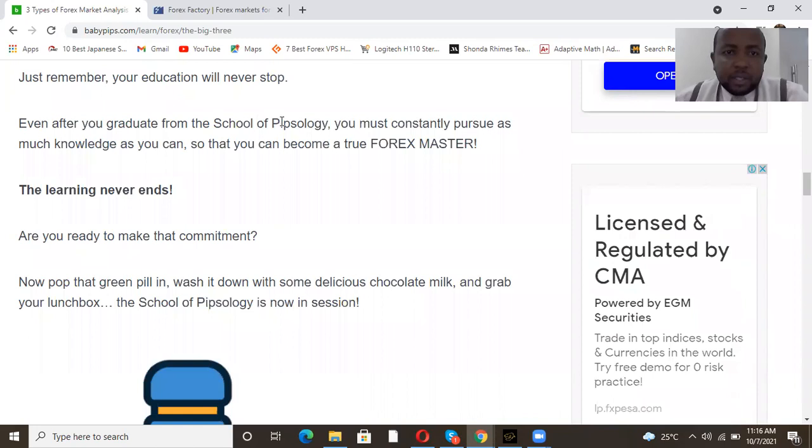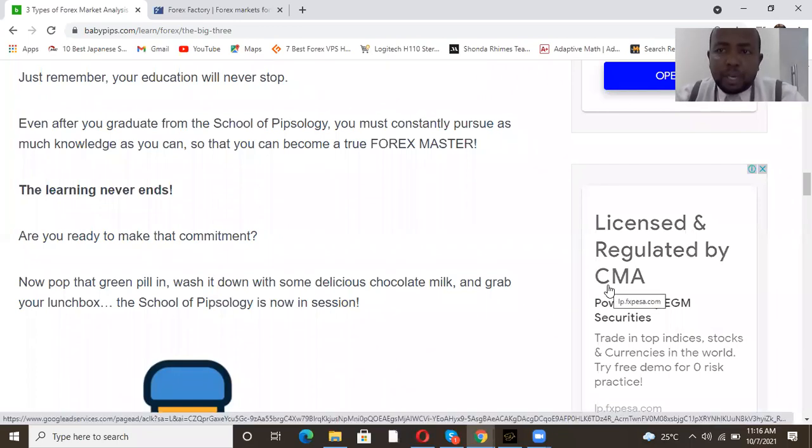So even after you graduate from the School of Pipsology, you must constantly pursue as much knowledge as you can, because knowledge never ends. When you start learning Forex, when you start trading and making money, it opens your mind to another dimension you can't even explain, because now you get the freedom to know how money operates. You get the freedom to understand how money revolves around the economy, in and out. When you buy your bread or your milk or your cereals in the morning, you always know at least what is happening to the market.